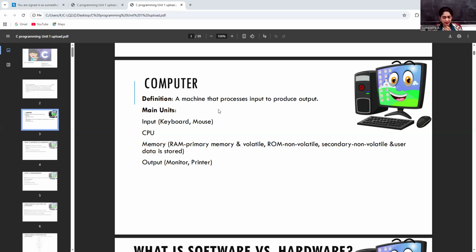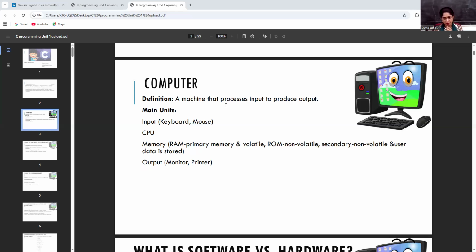In order to get some work done, we need an input, and that's called the input. And whatever result you are getting is called the output. Moving on to some of the main units of a computer, the first thing is the input, as I just said. That's the keyboard and the mouse. All of us would have seen these. Any input that we want to give would be through the keyboard and the mouse.